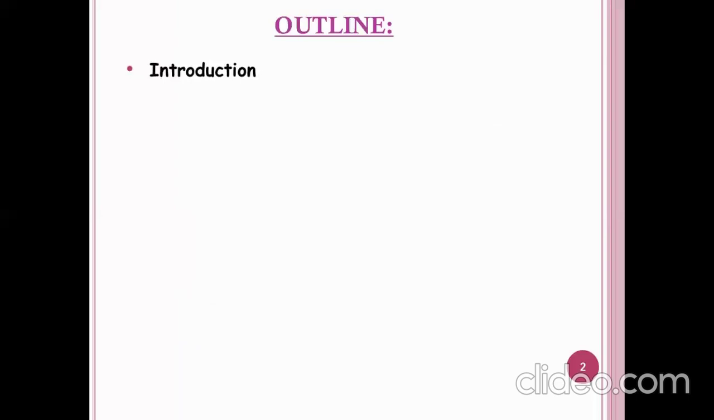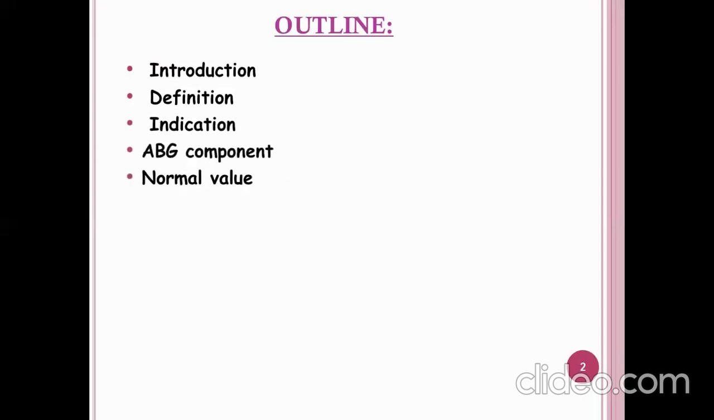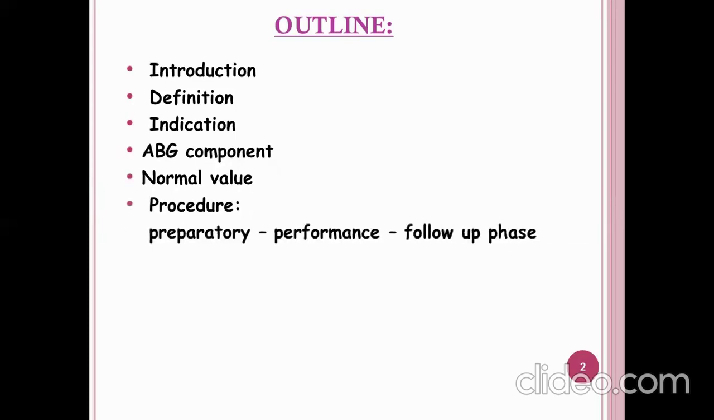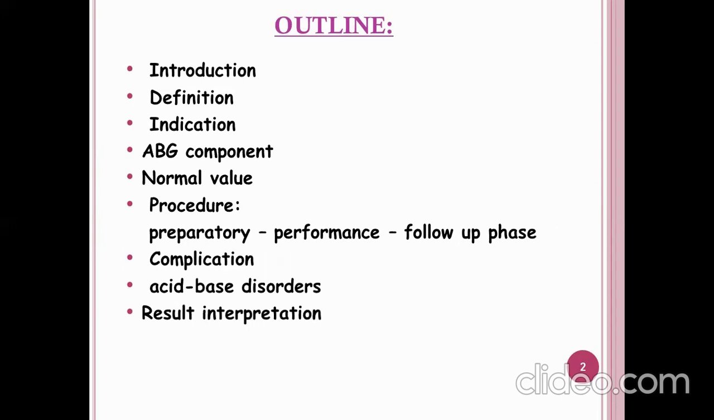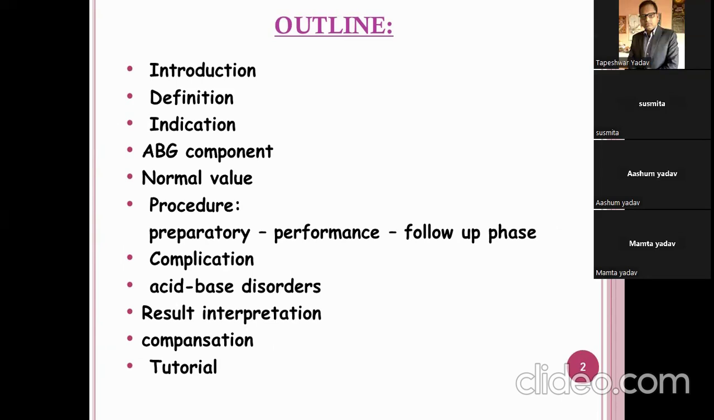So today's outline of the topic is: we'll talk about the introduction of ABG, then definition, indications, ABG components, the normal value, procedures, preparatory performance and follow-up phase, complications, acid-base disorders, result interpretation, and compensation mechanism. And then at the end of the topic, we'll have problem-based questions in the tutorial sections.